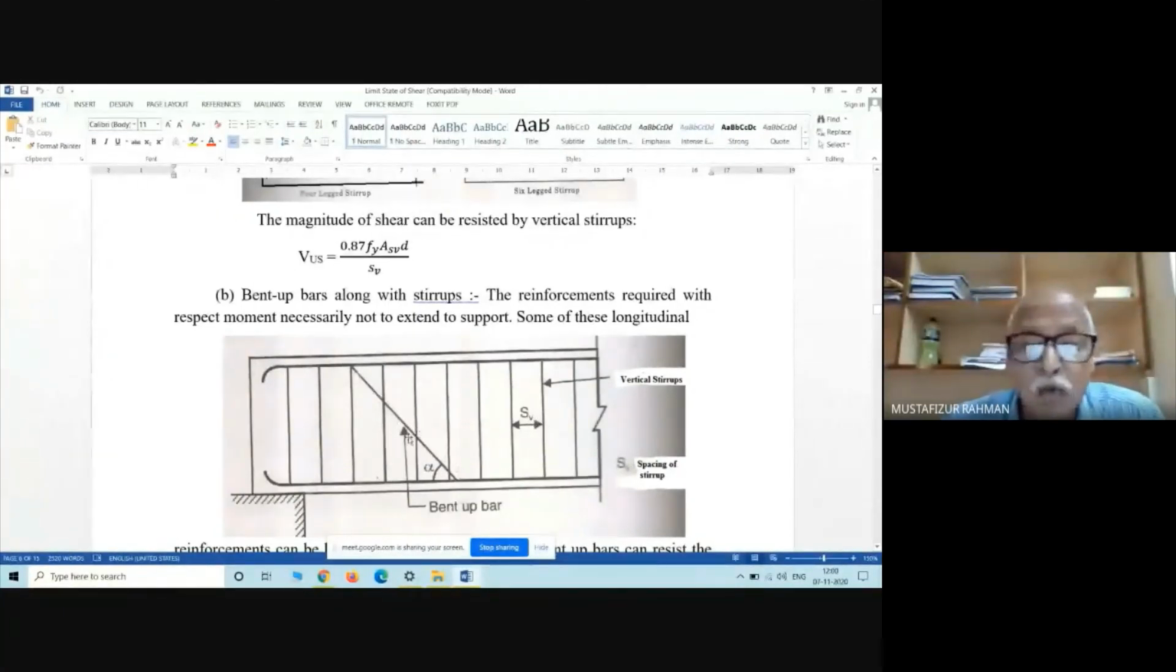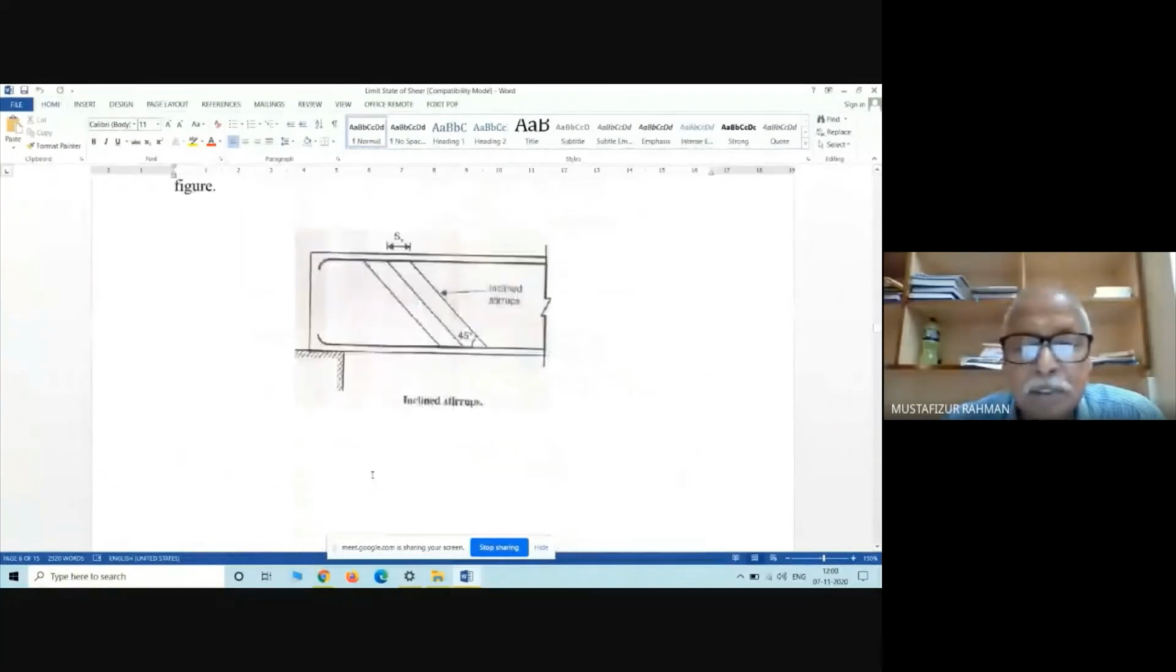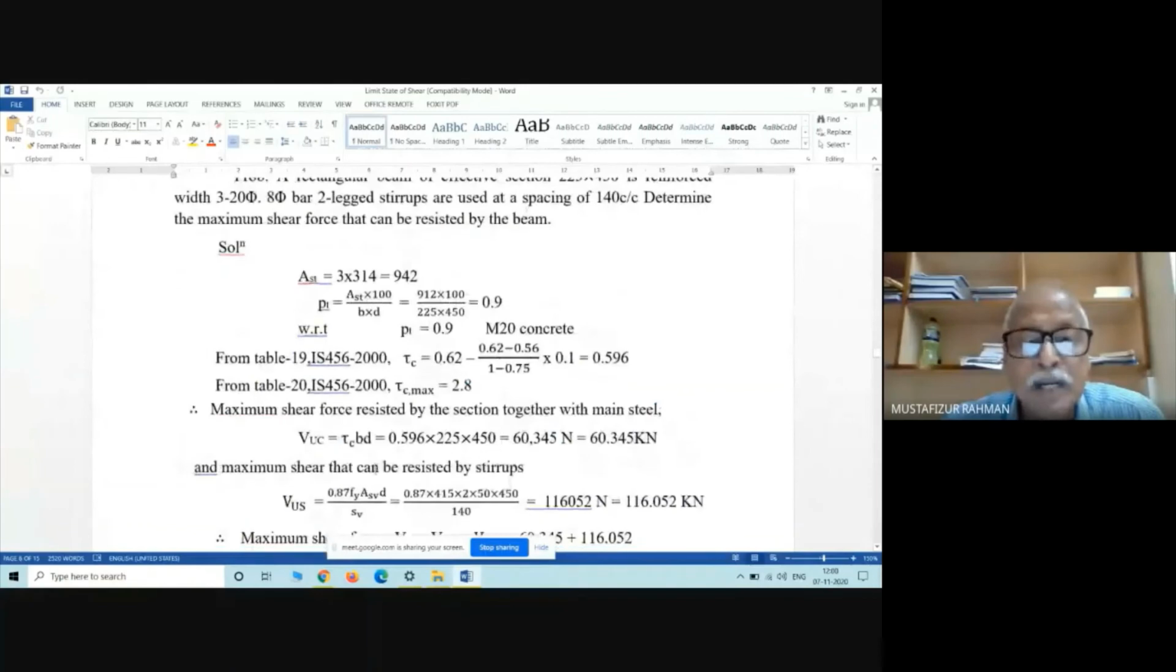Now with respect to this, we had already calculated the shear that can be resisted. See here, the first part up to here remains constant. So here I have written clearly the maximum shear force resisted by the section together with main steel. Main steel means 3 numbers of 20 Tor.